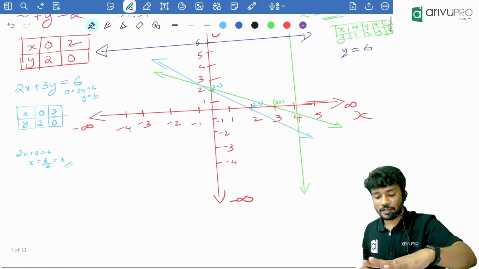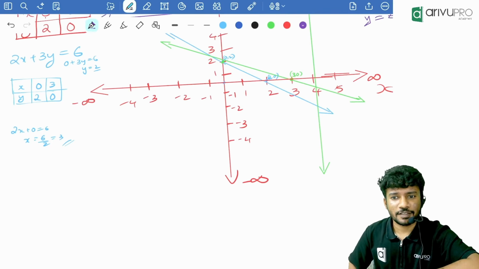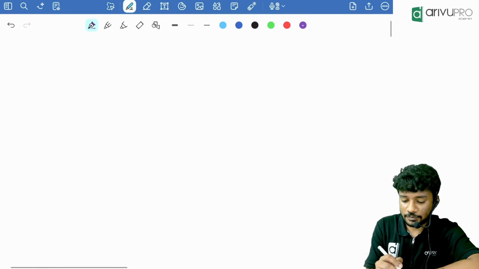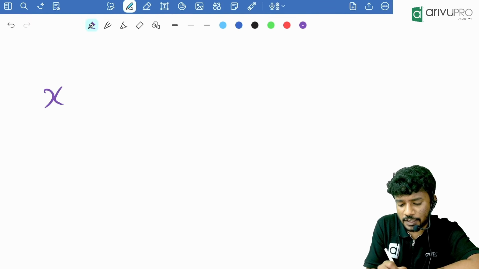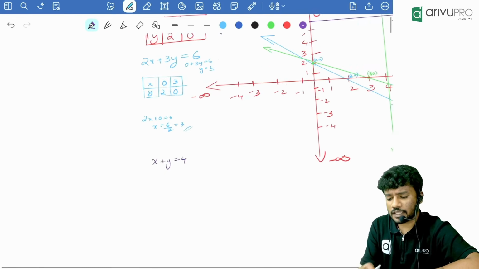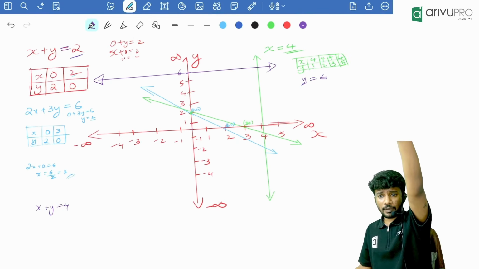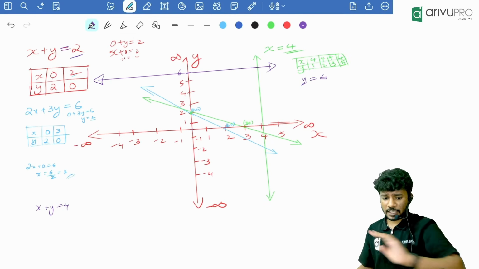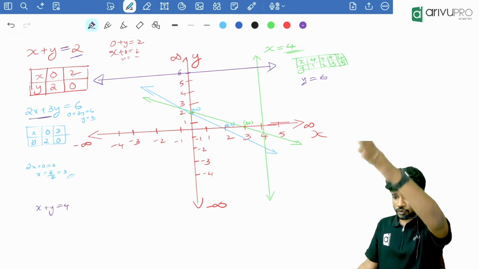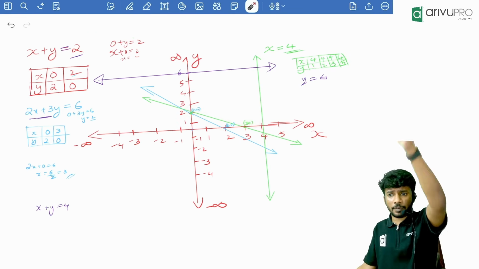Now one shortcut. Will you sit there and draw the graph just like this, whatever I have done? We will not do that. Instead of that, I have a shortcut for you. X plus y greater than or equal to 4. How was the graph? X plus y equal to 2 was coming from upper left to lower right. Then 2x plus 3y is equal to 6, how is the graph looking like? Upper left to lower right. Correct, right? The graph is always from upper left to lower right.